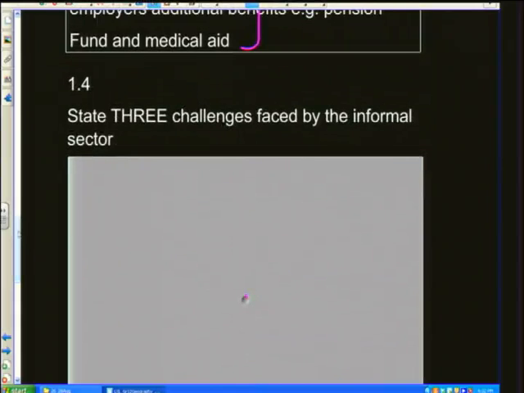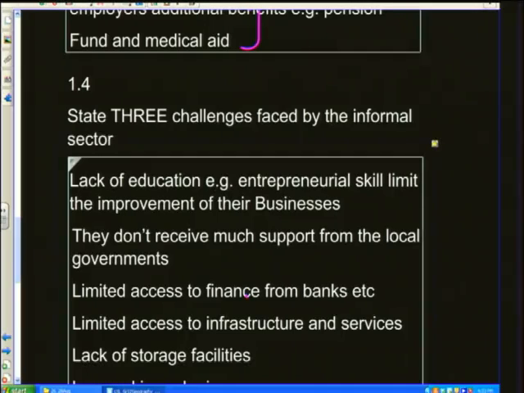State 3 challenges facing the informal sector. And I'm losing this one. And I'm losing it again. And I always lose something like this. It's fine. It gives them some time to think. There we are. This finger here. All right. So let's look at 3 challenges.